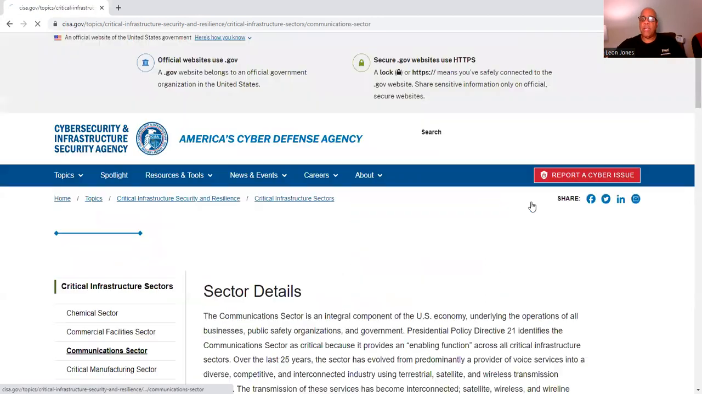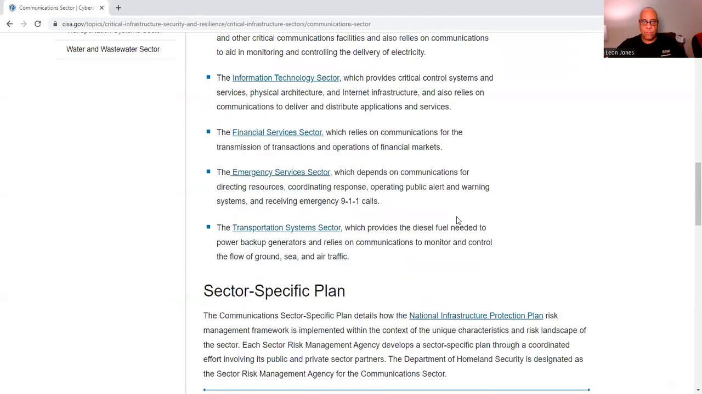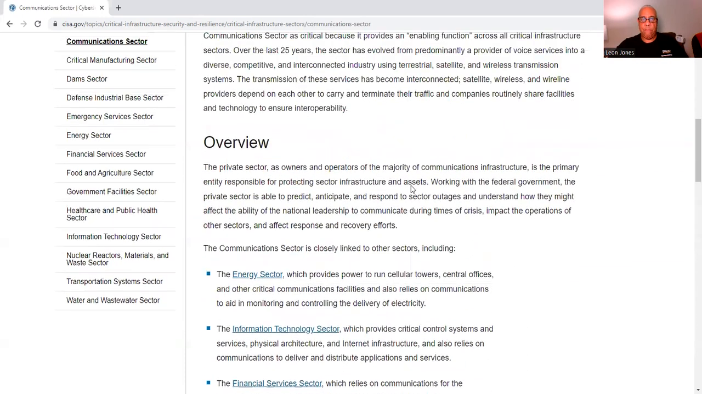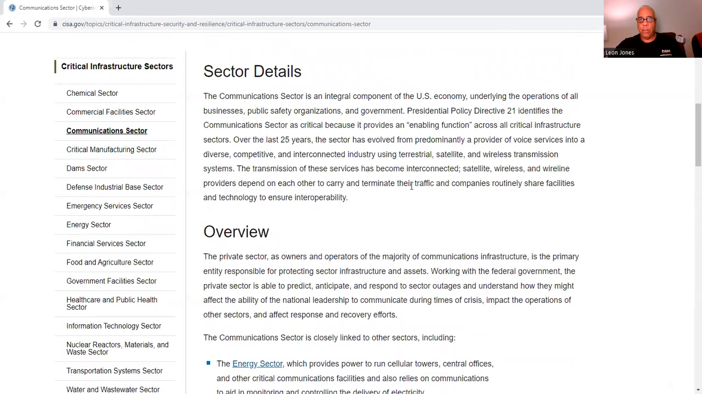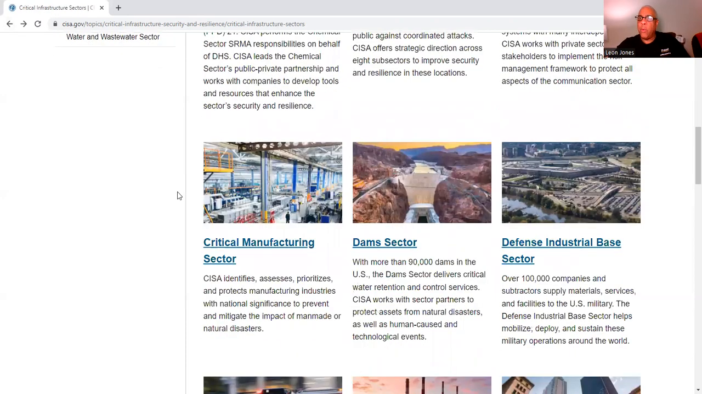Then we go into our communication sector. What is part of that? Well, you're going to see that for the most part, you're dealing more with your satellites, your wireless, phones, your cable TV, and even some computers, your routers. That's what's part of that sector. What I'm doing is giving you examples of what's actually in the sector.